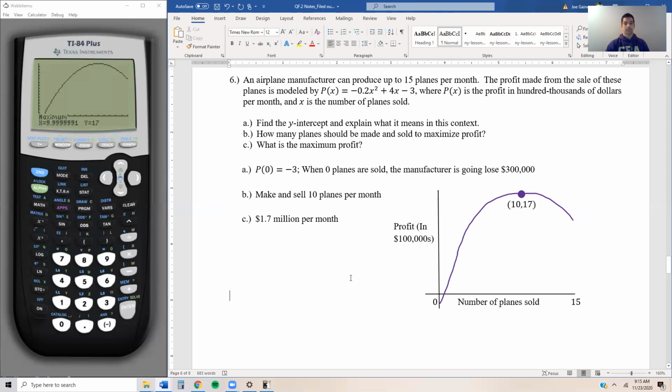So what we're doing here is using the graph of the function to find some contextual information about that function and then interpret that information. For this manufacturer, we could tell them that if you don't sell any planes, every month you're going to lose $300,000. If you want to maximize your profit, you need to manufacture and sell 10 planes per month. And if you do that, you're going to make $1.7 million each month. So we can use graphs of functions to create context for solutions.